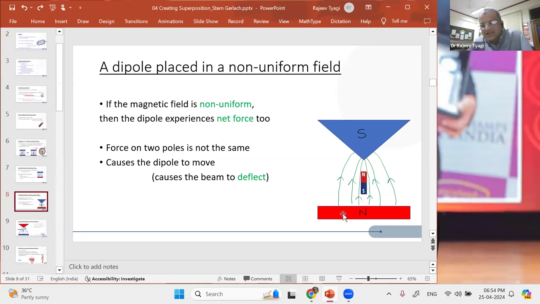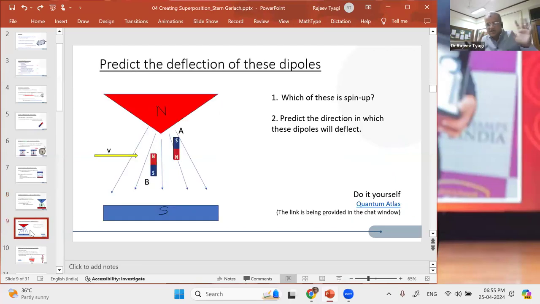Now, let me see if you can make a guess which side it will move. You can think in these terms: this side is the north pole. So the attraction between these two, this north and this south, will be more. And the repulsion between this south and this south will be less. So the attraction is more, the repulsion is less. So what will happen? This dipole, which side will it go? I'll give you a chance. You need not answer right now. But then there will be a quiz on it.